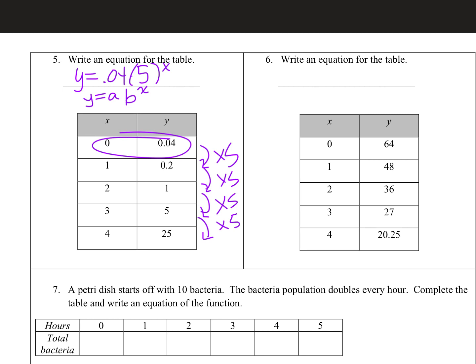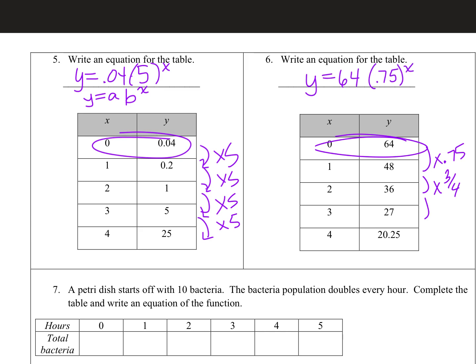So on the next one, there's my starting point, y equals 64 times, they're getting smaller. That means we're going to multiply by a fraction. All right, so what's 48 divided by 64? 0.75. So you can either say times 0.75 or you can say times 3/4. Those are equivalent. So I'm going to do 0.75 because that's not a super long decimal.